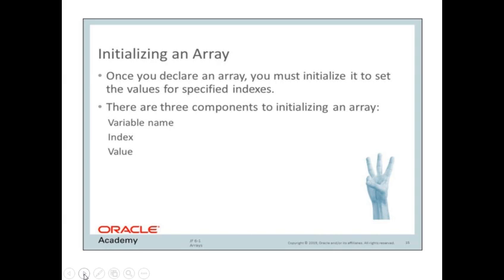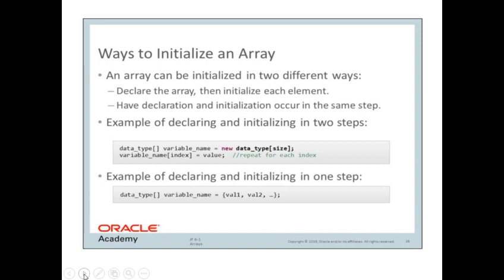Once you declare an array, you must initialize it to set the value for a specified index. There are three components to initializing an array. First, the variable name. Second, the index. And the last one is the value. An array can be initialized in two different ways. First, declare the array, then initialize each element. Second, have declaration and initialization occur in the same step. The first example is declaring and initializing your array in two steps, and the second example is declaring and initializing in one step.